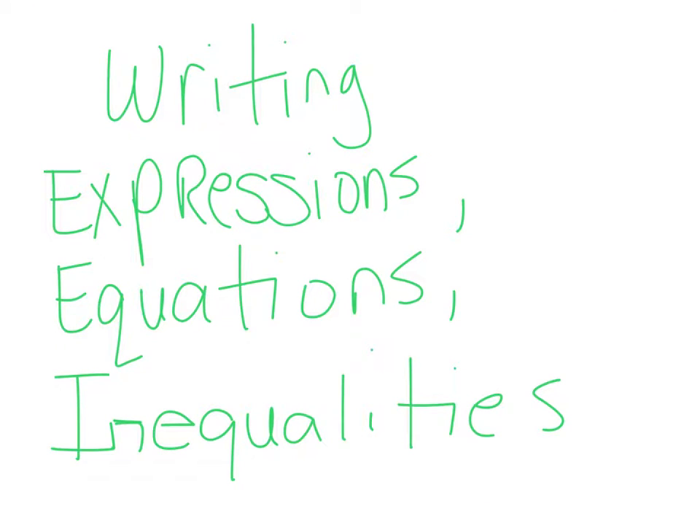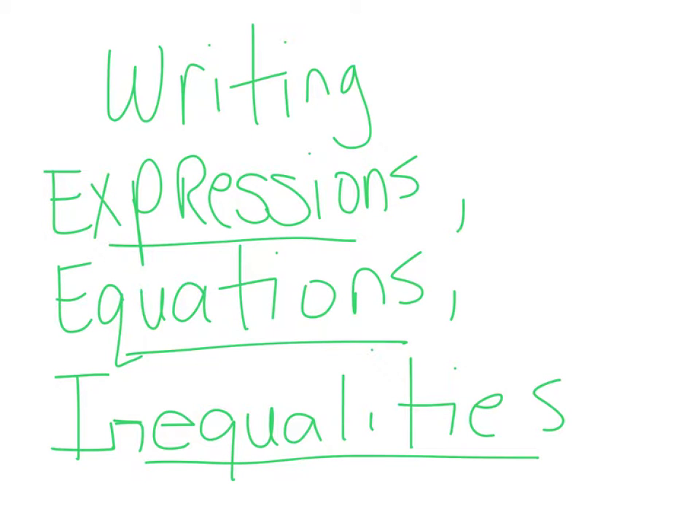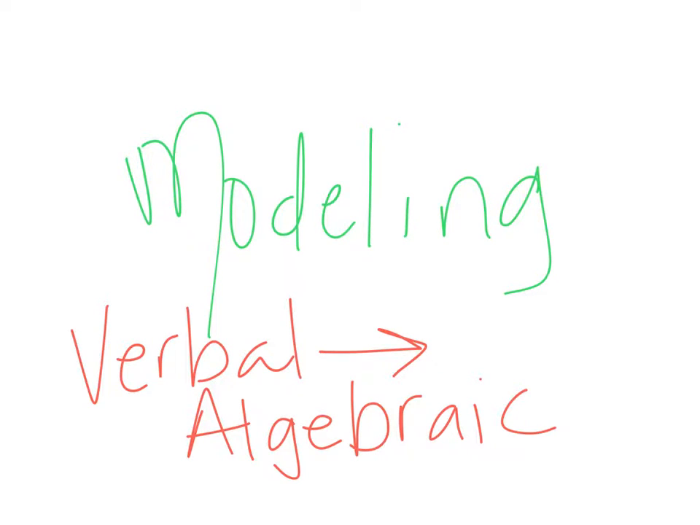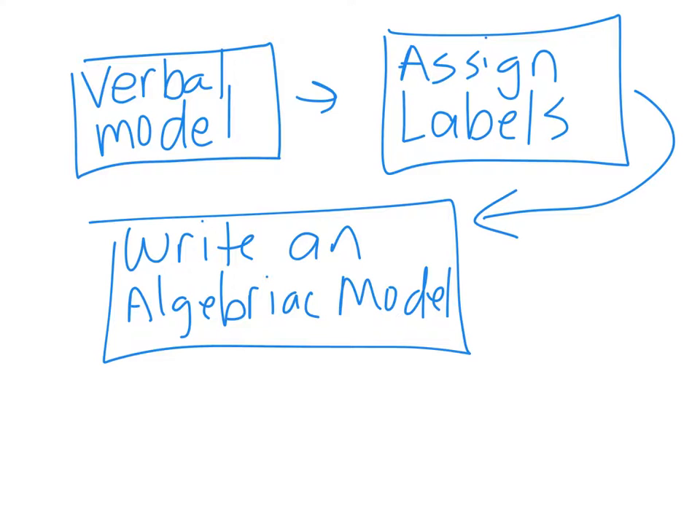When you're writing mathematical expressions or equations or inequalities, it's called modeling, because you're modeling after something. You could have a verbal model that gets turned into an algebraic model. The first thing you would do is write a verbal model. You assign labels to all the components, and then you can write an algebraic model.